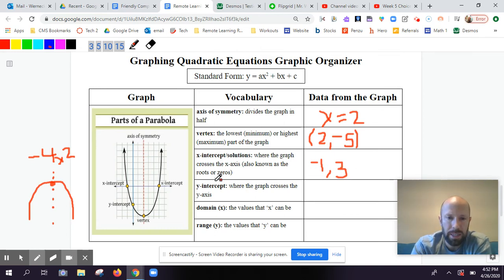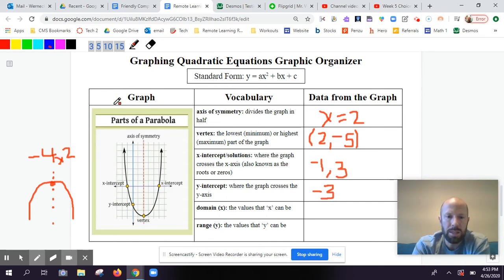Y-intercept is the same idea, except the y now is the one that goes up and down. So we need to find the dot where this parabola, this curve, crosses the y. It crosses below 0, at 1, 2, 3 below 0. And since it's below 0, it's going to be negative. So that's going to be -3. So it crosses the y at -3.